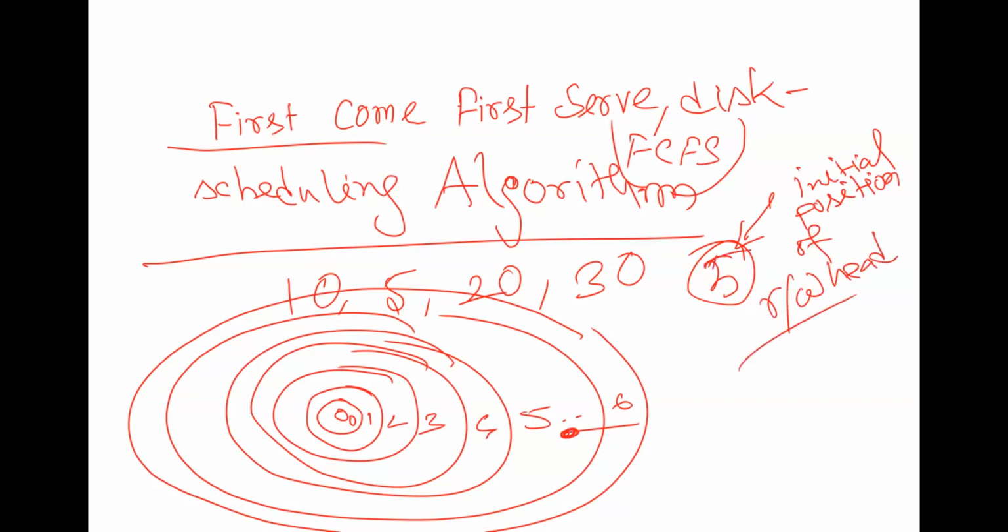Okay, this is track number 5. The initial read-write head is in track number 5. Here is the read-write position. Now let's see. At first, you need to read the track number. This request comes first, so this should be track number 10 somewhere in here.